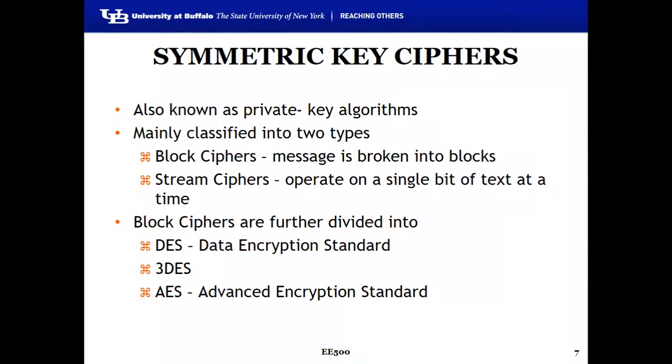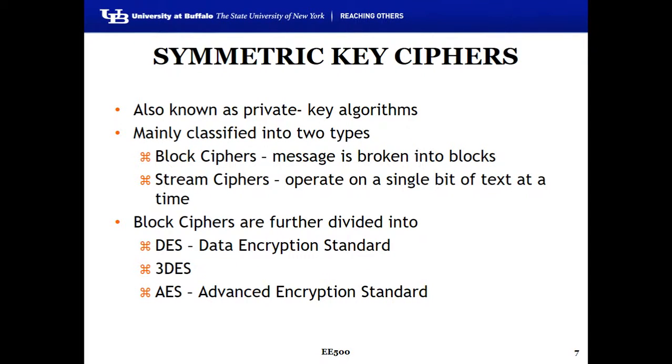Moving further, symmetric key ciphers are also known as private key algorithms and are mainly classified into two varieties. The first one is block ciphers, and the second one is stream ciphers. Block ciphers have messages broken into blocks, and then they are encrypted, block after block. Stream ciphers, on the other hand, operate only on a single bit of text at a time, which means their block size is 1 bit.